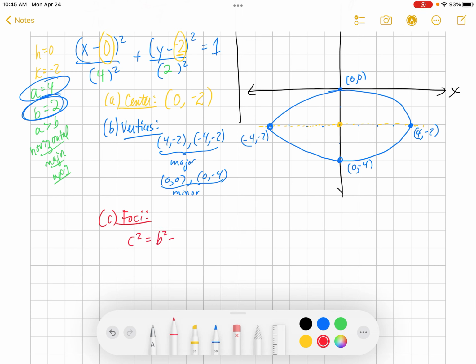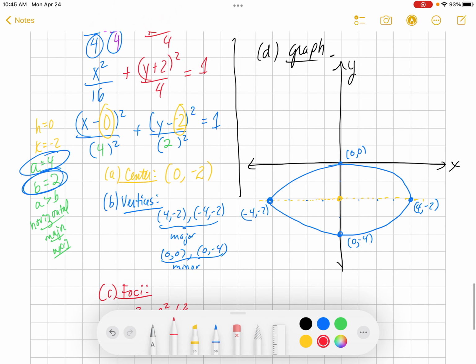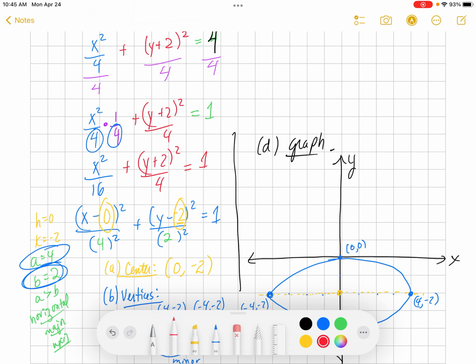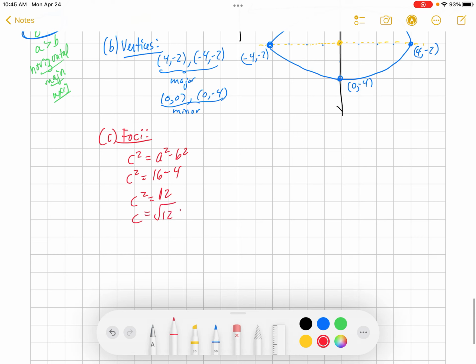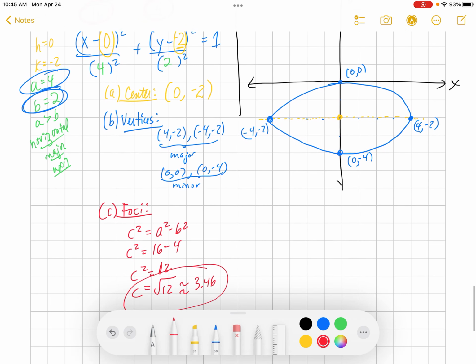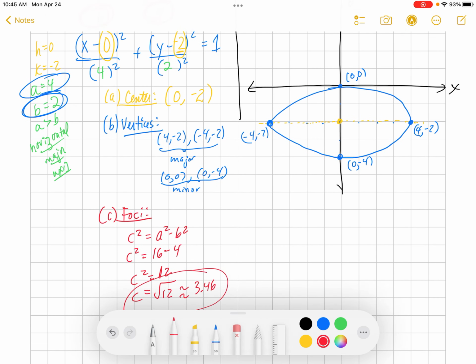Now, as far as foci go, you have to find c. So c squared, remember, is a squared minus b squared when a is bigger than b. So basically, you're taking your larger square, which here is 16, minus your smaller square, which is 4. So c squared is 16 minus 4. c squared is 12, right? 16 minus 4 is 12. So the square root of 12 is what we're going to find to get c. What is the square root of 12? Square root of 12 is about 3.46.